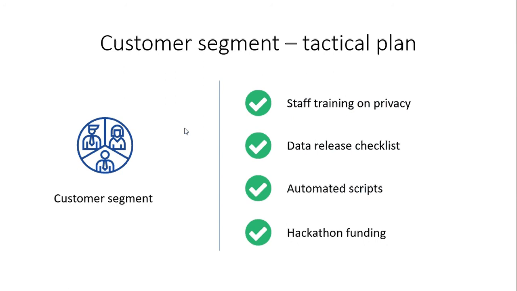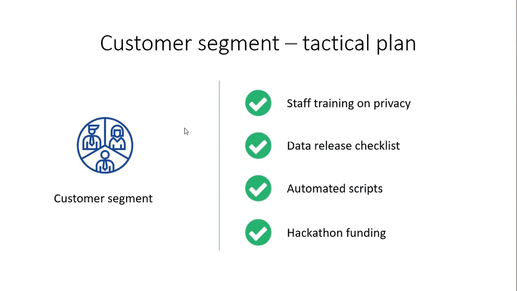Also, the other tactical plan you can have is to have a data release checklist. Once the sign-off process is done from your data custodian and data owner, ensuring you have a good data release checklist will definitely strengthen the diligence you do on open data release. Obviously, it's more of a quality assurance process.